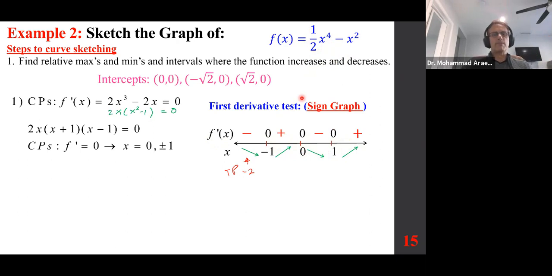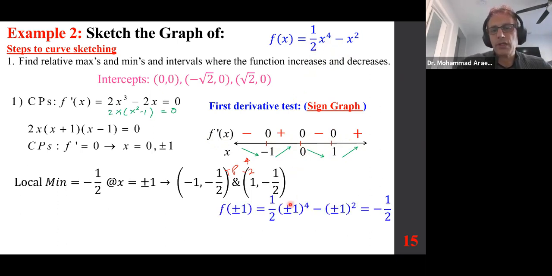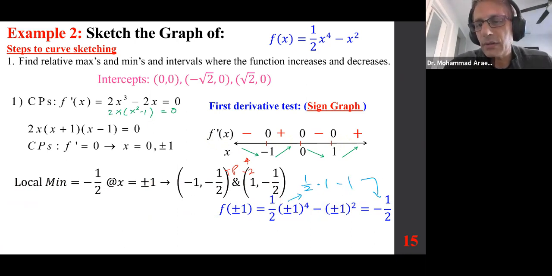So let's do the evaluation. What happens if we plug in 1 or -1? Let's actually do that. So 1/2 times (plus or minus 1) to the power of 4, minus (plus or minus 1) to the power of 2. Either one of them to an even power becomes 1. Therefore, we are looking at 1/2 times 1 minus 1, which really means 1/2 minus 1, which is negative 1/2.